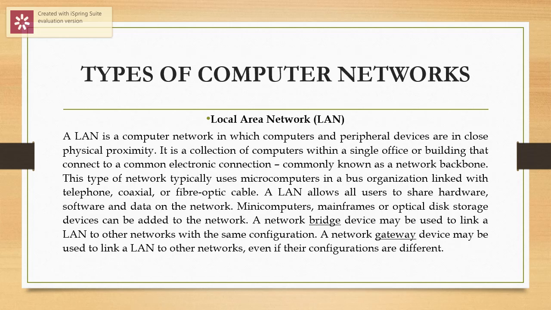Let us check on the types of computer networks. The first type of computer networks is the local area network, or rather the LAN. A local area network is a computer network in which computers and peripheral devices are in close physical proximity.